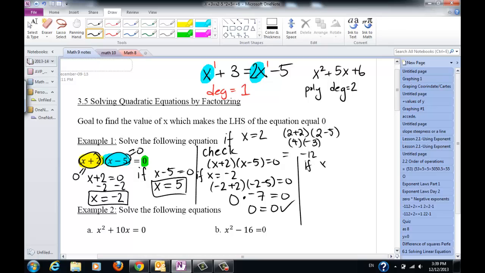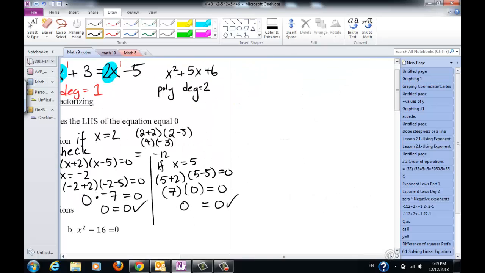If x equals 5, again, I'm substituting for x, so I get 5 plus 2 multiplied by 5 minus 5 is equal to 0. 5 plus 2 is 7. 5 minus 5 is 0. And yes, in fact, 7 multiplied by 0 is 0, and 0 equals 0. So my solutions for this is x can equal negative 2 or positive 5. And that is my answer.